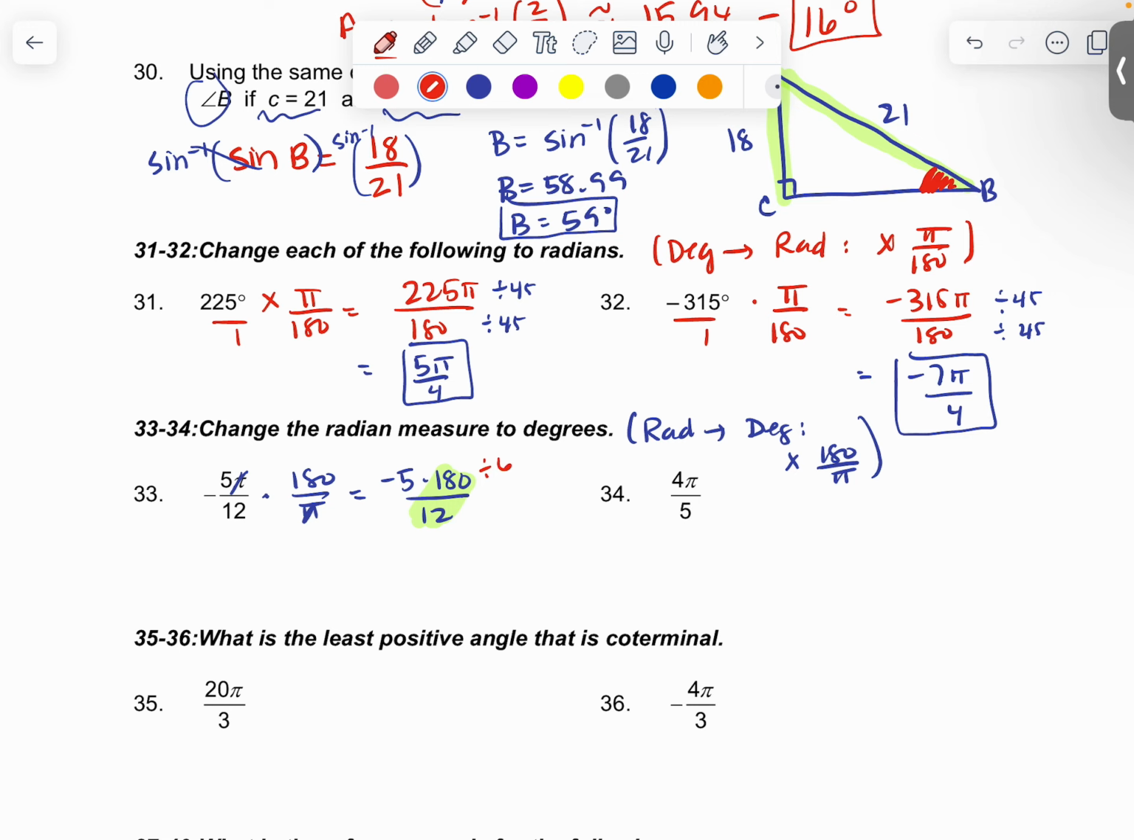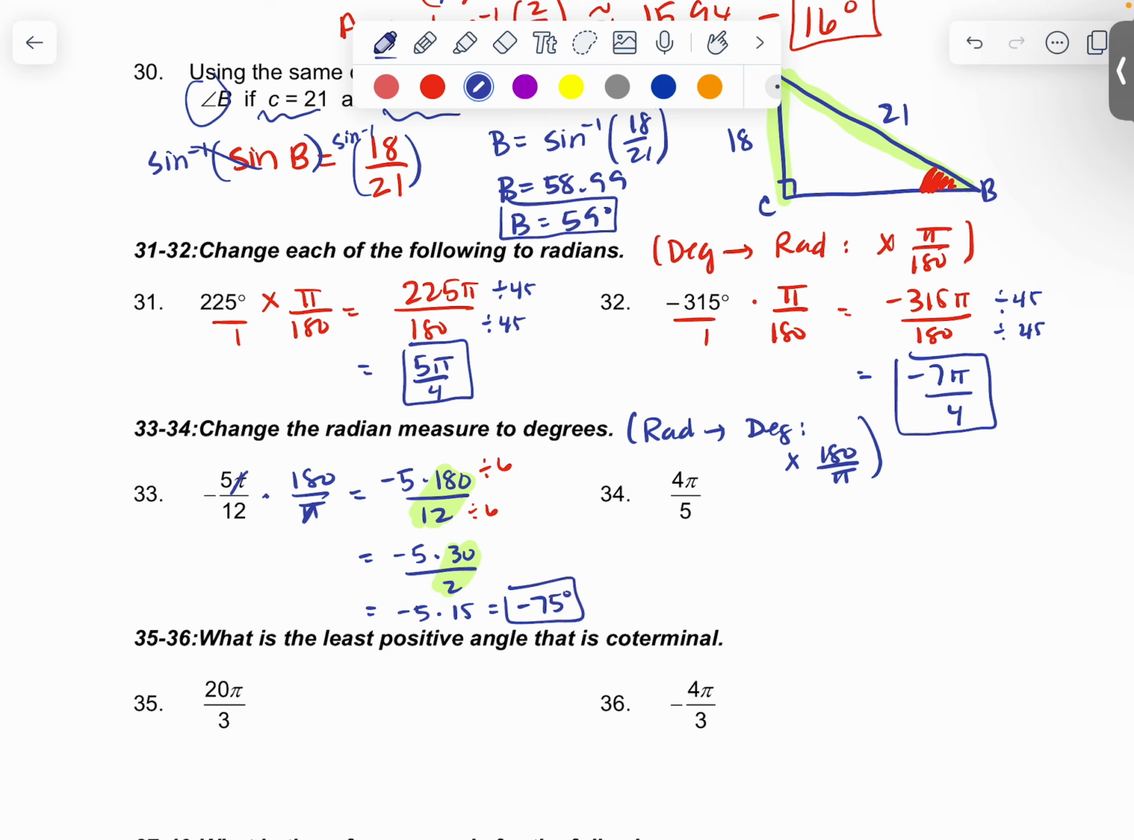So let's divide both of these by 6. What am I going to get? I'm going to get negative 5 times 180 divided by 6 is 30, and then 12 divided by 6 is 2. Now I'm still going to look at these. 30 divided by 2 is what? That's 15. So this is really negative 5 times 15, which is negative 75 degrees.